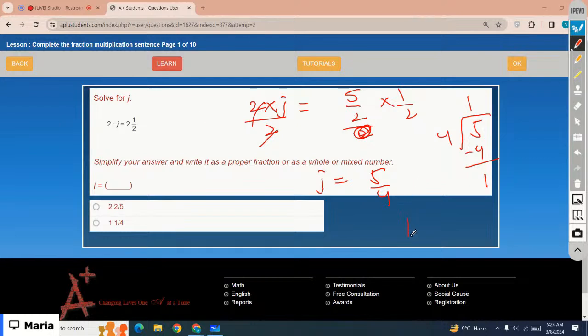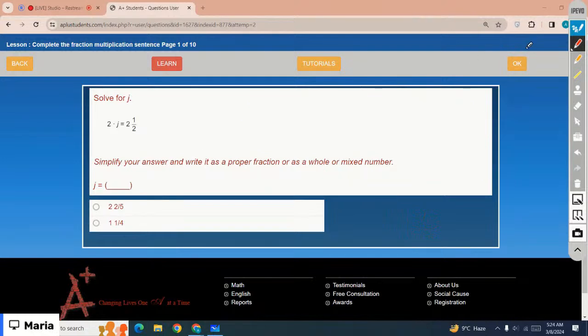So the correct option is 1 whole 1 over 4. Option number 2 is the correct option. Got it?